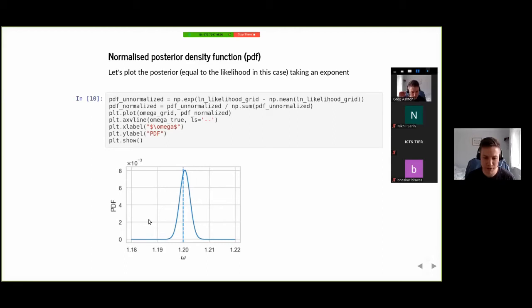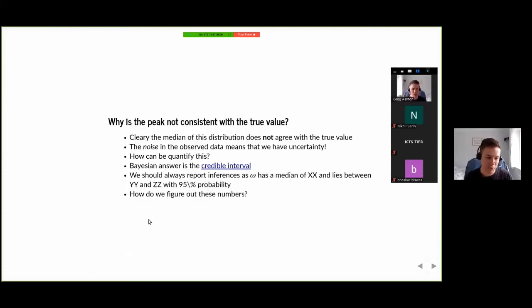I'm going to talk a little bit more about this now. So why is it that the peak is not consistent with the true value? Why does the likelihood not peak at the true value? Well, it's because we introduced noise, and the noise gives us uncertainty, right? So we know that if we have a very unlucky realization of the noise, we actually might be quite far away from the true value. But in general, we should be around the right place. But how would you know if you just look at the median, if you like, of the distribution?